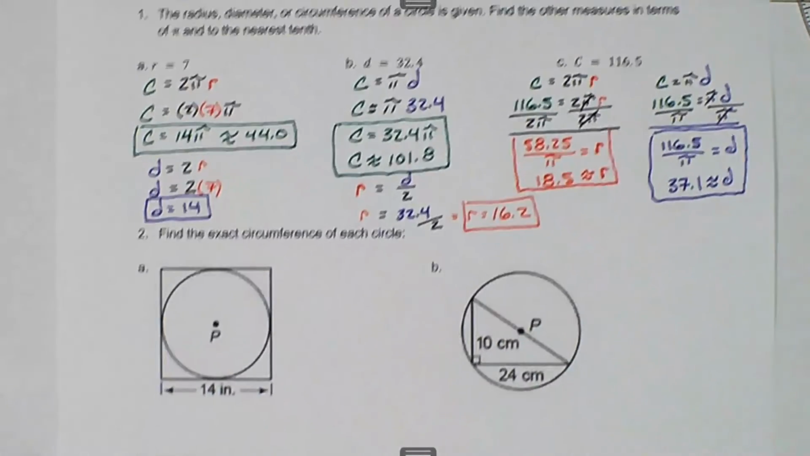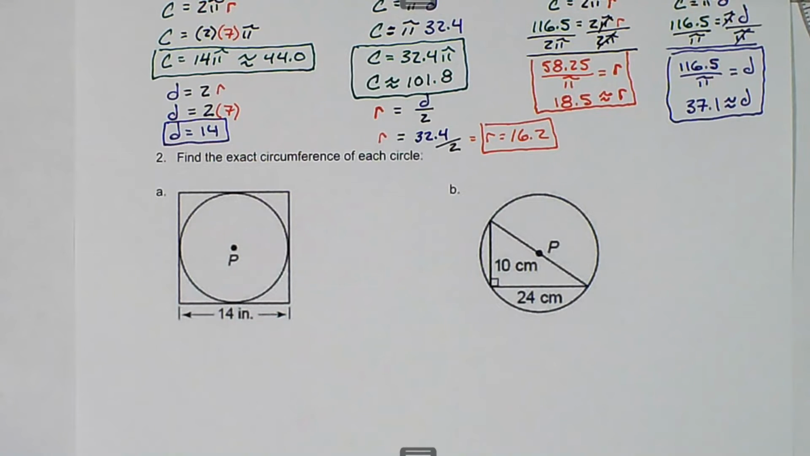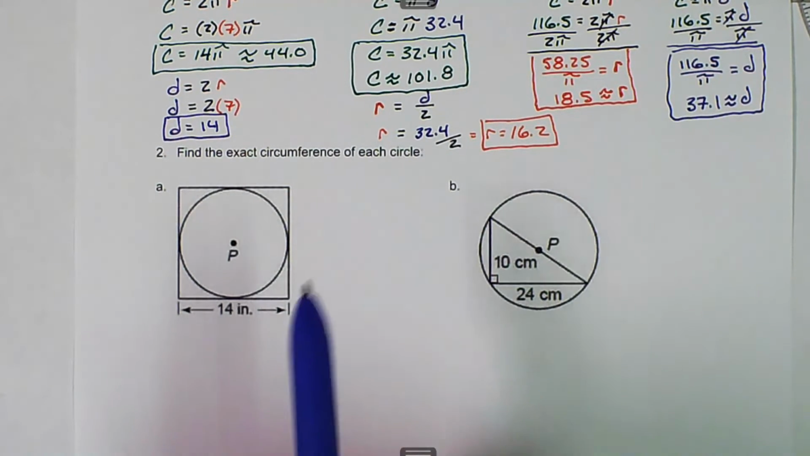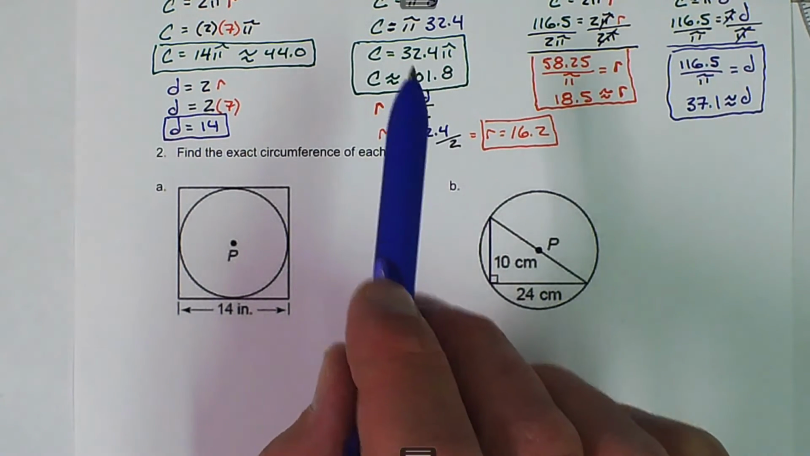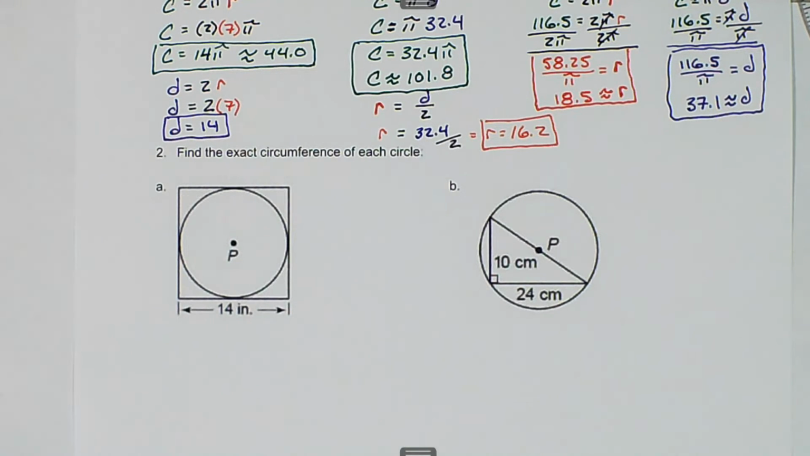Then we have two more examples. It says, find the exact circumference of each circle. Now the exact circumference means that we have to write it in terms of pi, because this is an approximated, so we want to write our answer in terms of pi.